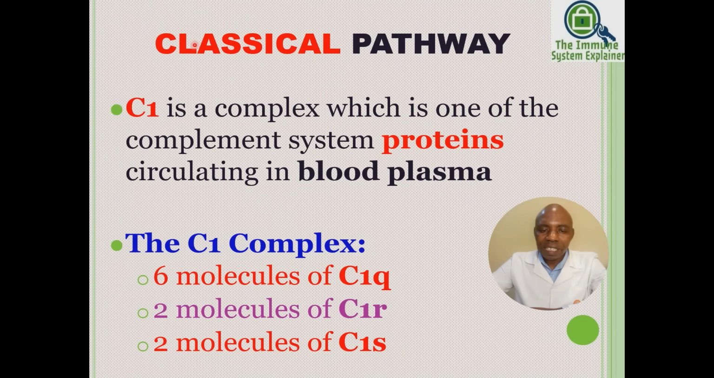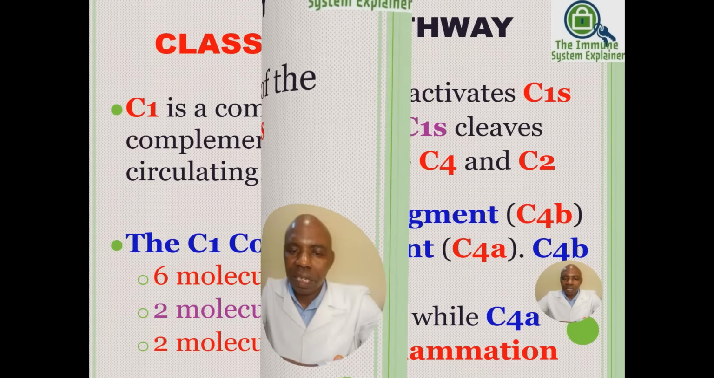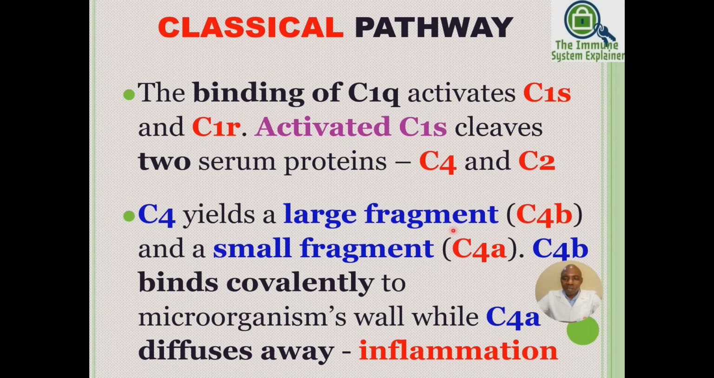C1 is a complex which is one of the complement system proteins circulating in blood plasma, and this complex is made up of 6 molecules of C1q, 2 molecules of C1r, and 2 molecules of C1s. So the binding of C1q activates C1s and C1r, and then activated C1s cleaves 2 serum proteins, and these 2 serum proteins are C4 and C2.